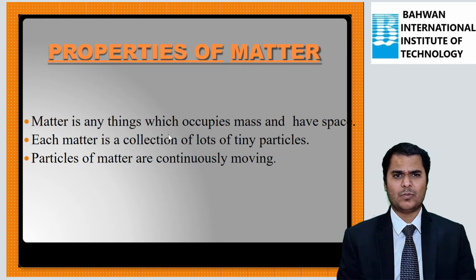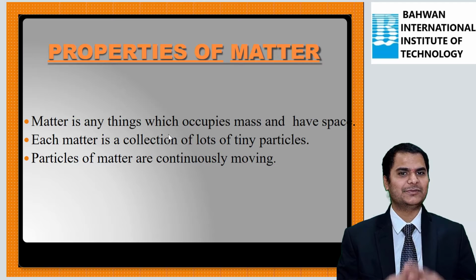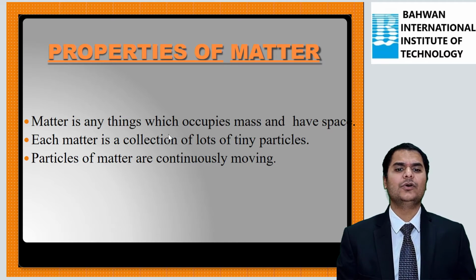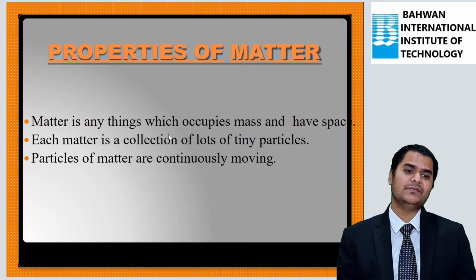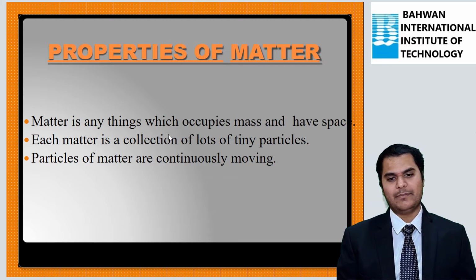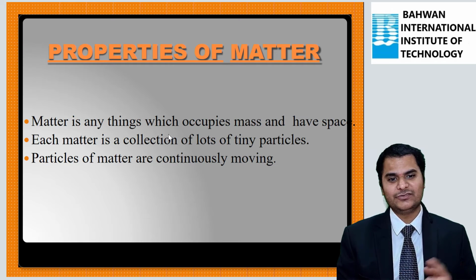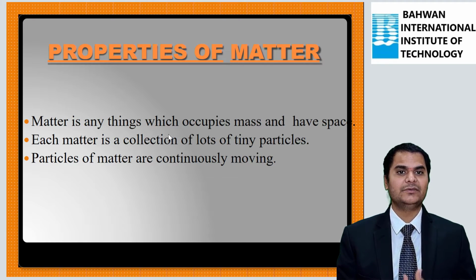When we look at the properties of matter, what is matter made up of? Matter is made up of small tiny particles. When all these tiny particles come close to each other, matter forms. So what is matter? Matter is something which occupies space and has mass. Anything which occupies space and has mass is called matter. One important thing is that the particles involved in matter are continuously moving.